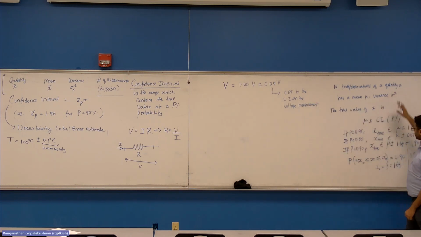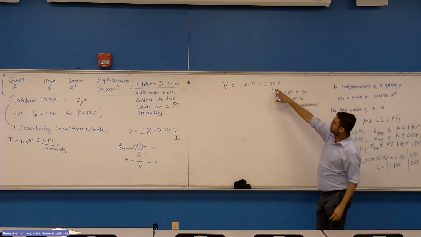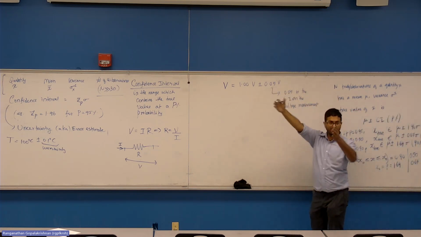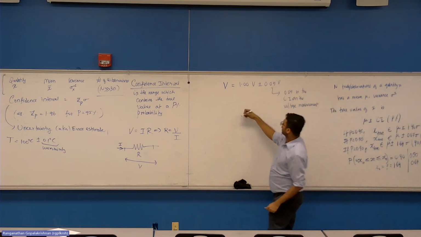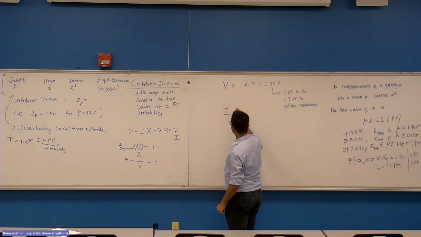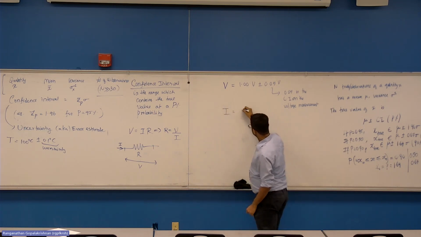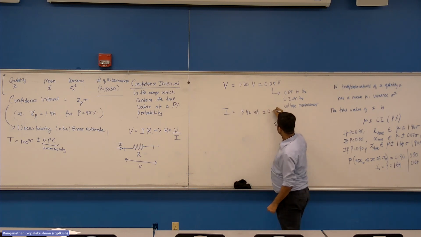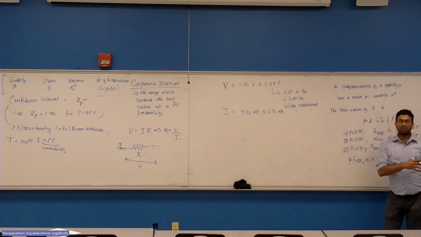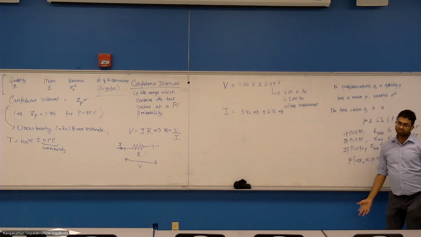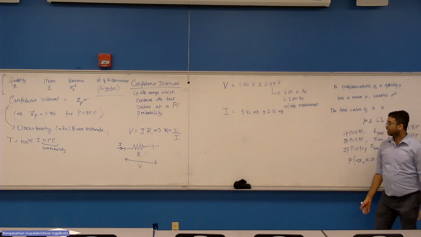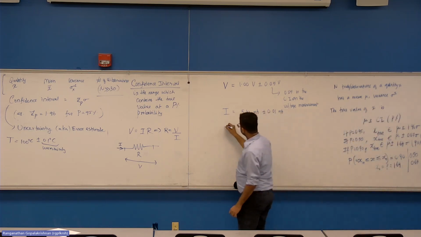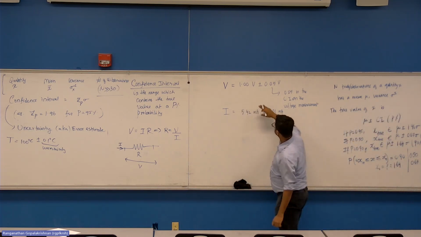That is, I did all these calculations and I estimate 0.05 to be the uncertainty or confidence interval. And let's say we have a current which is measured to be 5.42 milliamps plus minus 0.01 milliamp. Same idea. You have a mean and confidence interval.